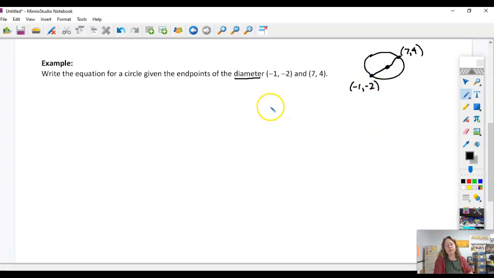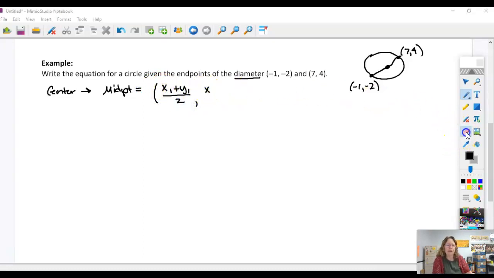So we have to do a whole bunch of stuff here. We need to figure out where the center is, and we'll need to figure out the radius. To find the center, that's going to be the midpoint of the diameter. So a reminder of what your midpoint formula is. That's when you average the x's, and then you average the y's. We're just going to find the middle.